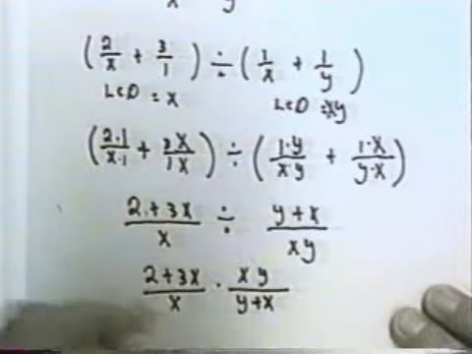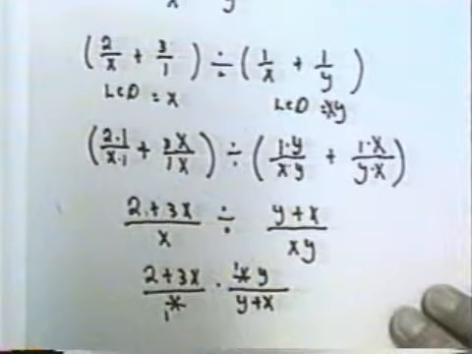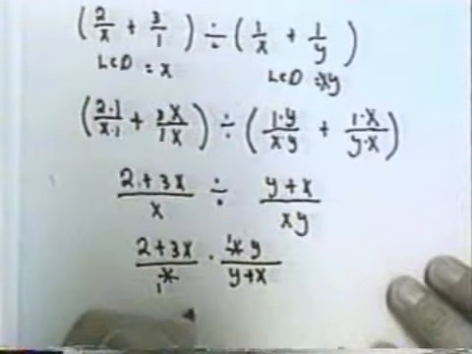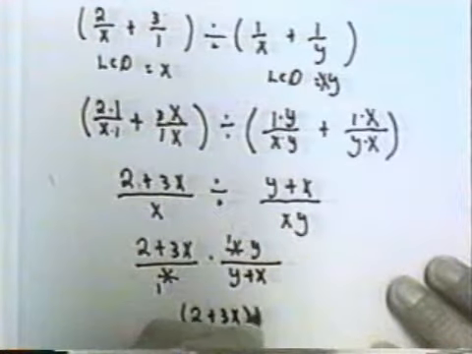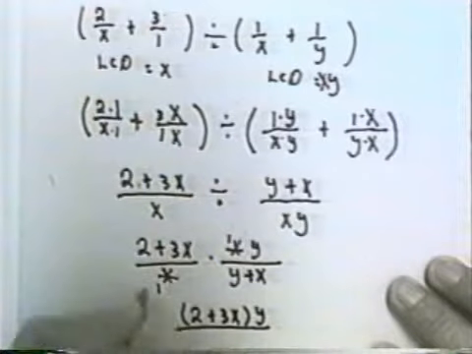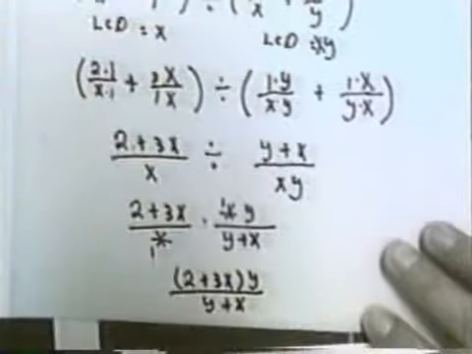I can cancel an x. I'm left with 2 plus 3x times y over y plus x.